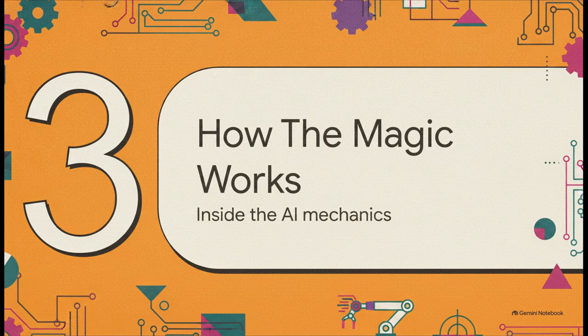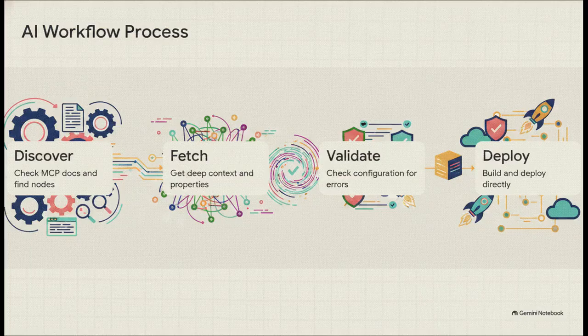How the magic works. So how does this actually happen under the hood? Here's the step-by-step of how the AI autonomously prepares, researches, and deploys everything, literally without you touching the keyboard. First, it pings the documentation to discover the right nodes. Second, it fetches the deep context for those specific nodes so it knows exactly how to configure them. Third, and this is key, it validates that configuration against the actual rules of the tool. And finally, once it knows the code is rock solid, it builds and deploys it directly to your n8n instance.